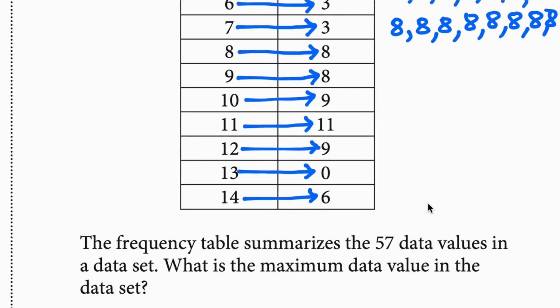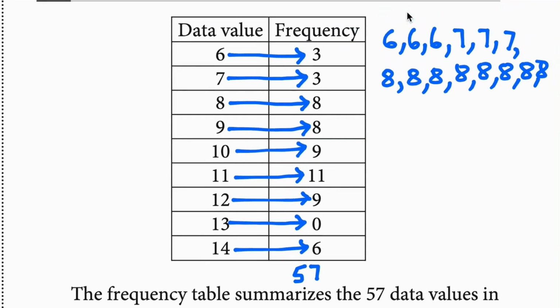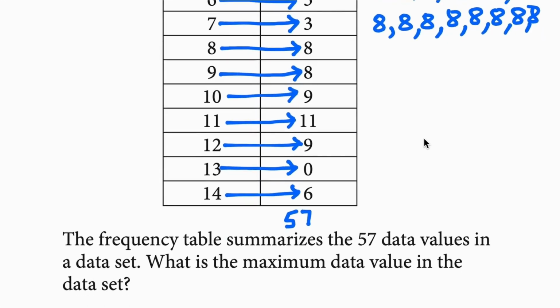The frequency table summarizes the 57 data values. That means if you add them, there are a total of 57 data values. If we write all the data values like this with the help of commas, repeating these many times, there are a total of 57 data values in a data set.